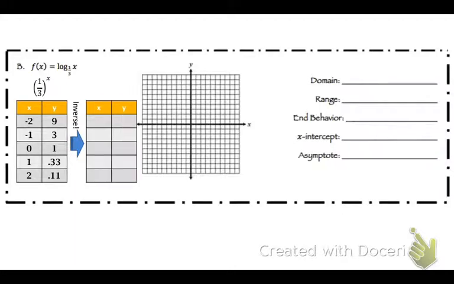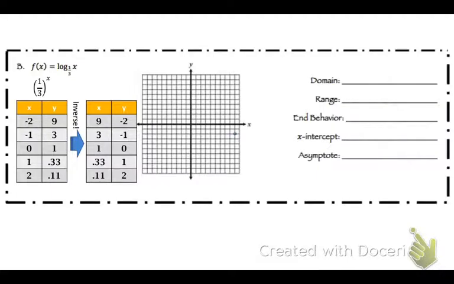Okay, now I have to invert this. So I have to do the inverse. I'm going to switch my x and my y values. So my x values are now 9, 3, 1, 0.33, 0.11. My y values are -2, -1, 0, 1, 2. Okay, and I'm just going to graph these.